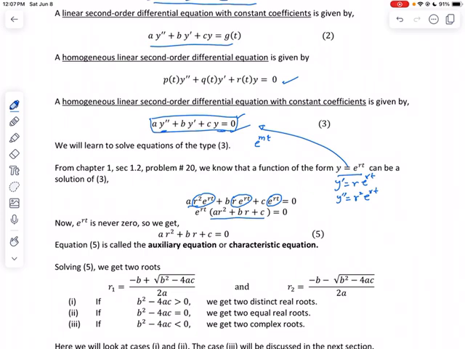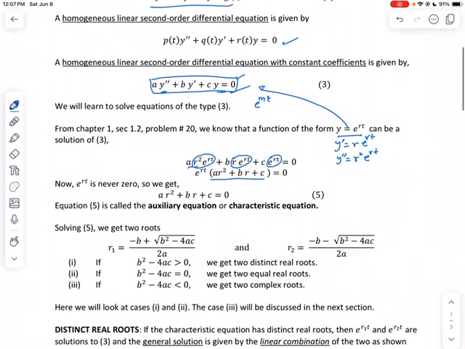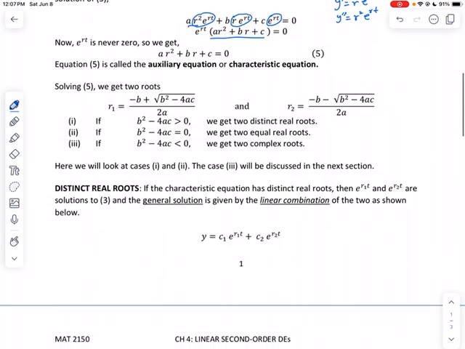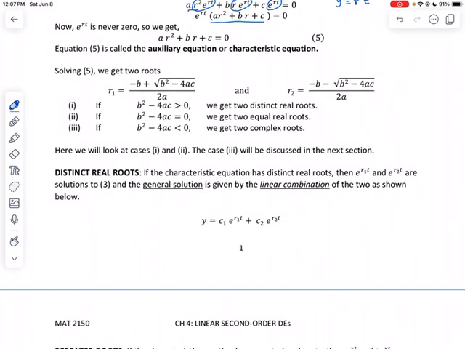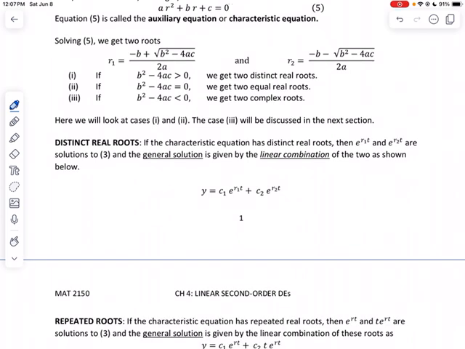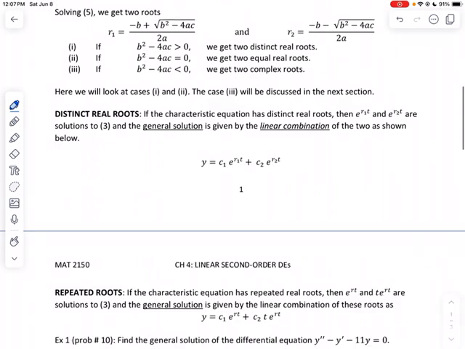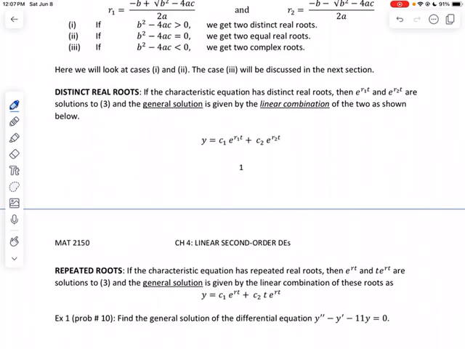When you solve, you know that there are three possibilities. One is that you get two distinct real roots, the second is that you get one real repeated root, or you can get two complex roots. So in this section we will talk about the first two categories, two distinct real roots or the repeated root. And then in section 4.3 we will discuss the ones with complex roots.